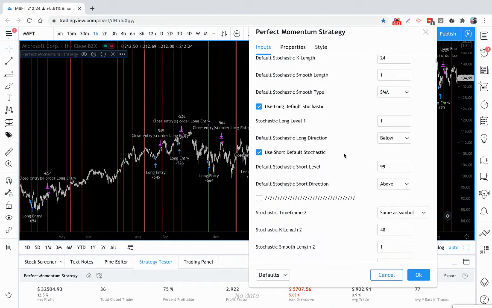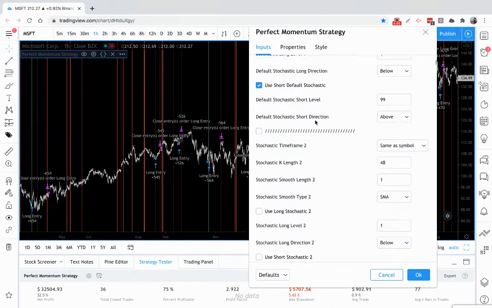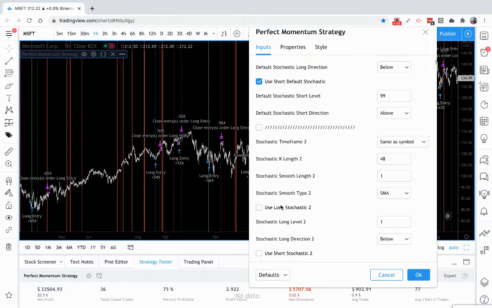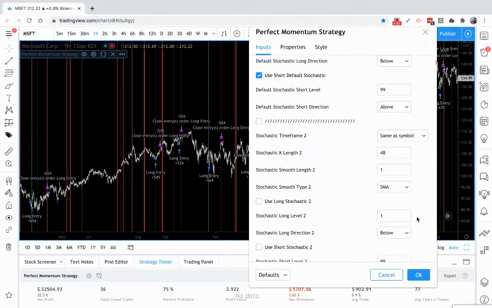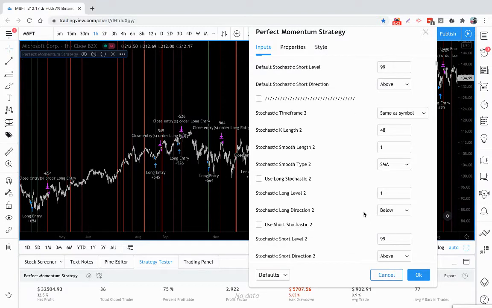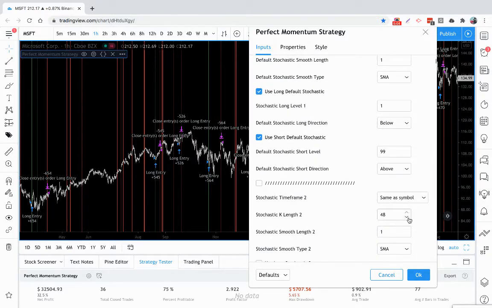So we have our first stochastic set. Now if we go to the second stochastic and we go to use long entry over here, and by the way, these numbers are all adjustable. You don't have to use the levels I'm using of 1 and 99. You could put 0.01, you could put any level that you want. I'm just using 1 to 99 to show you as a clear example. You can also change your stochastic lengths to any period you want.